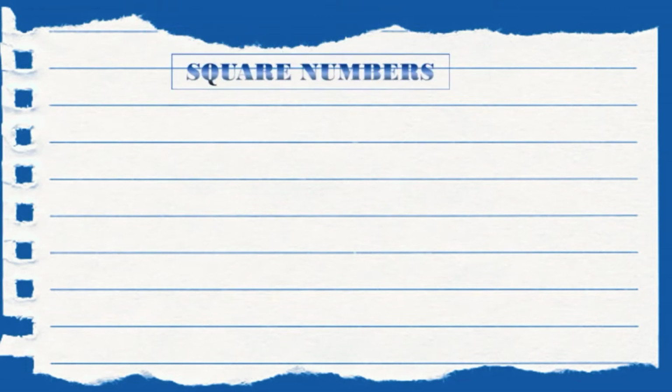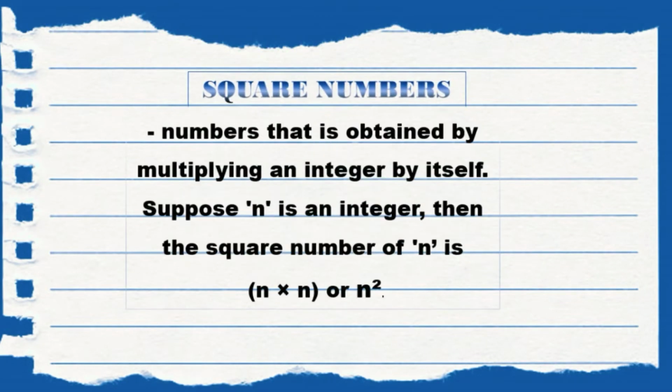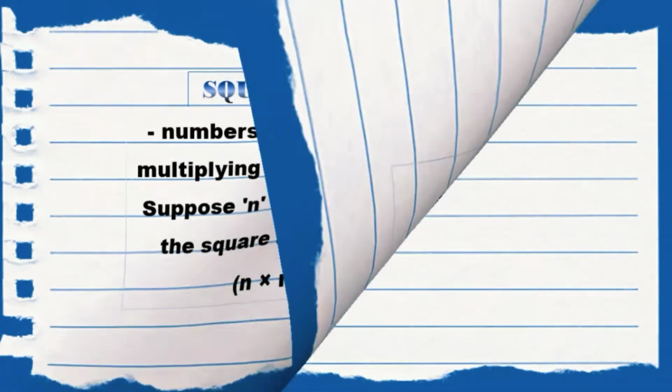So let us define what a square number is. It is defined as a number that is obtained by multiplying an integer by itself. Suppose n is an integer, then the square number of n is n times n, or n squared. Usually, a square number is a non-negative integer. Even if we square a negative integer, the result will always be positive. So let us have an example of square numbers.